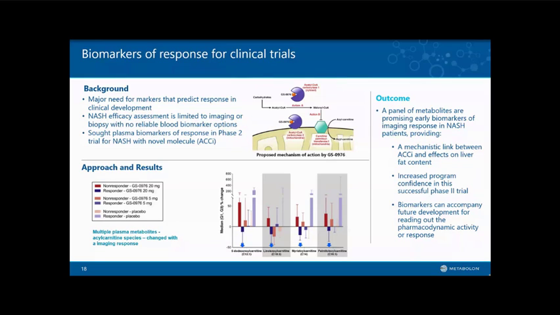The other thing that I don't really have a lot of time to get into is that these markers are also very logically tied to the mechanism of action of this particular inhibitor. And then the other thing I think that is important here is that this illustrates the ability to find other signals that can build program confidence moving forward.